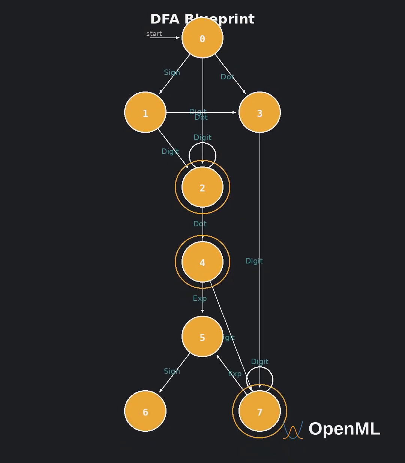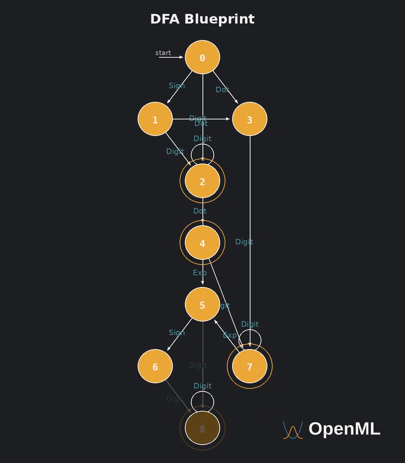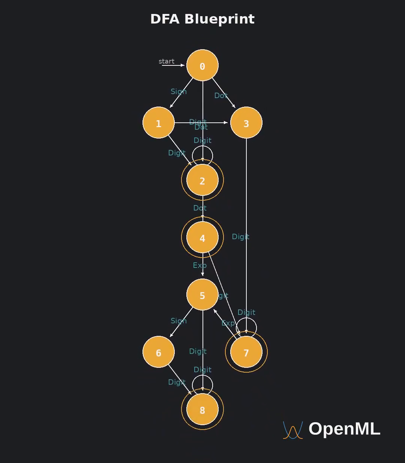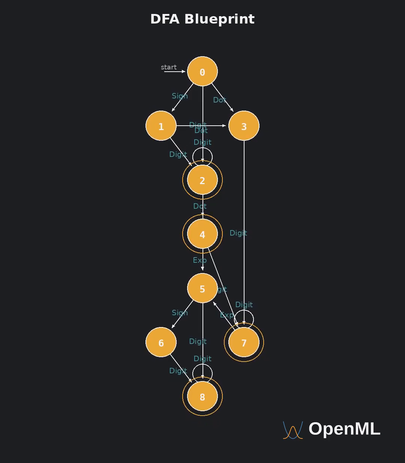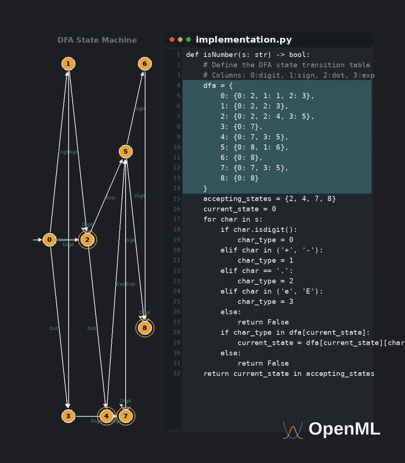Every single arrow represents an absolute rule. If a character arrives that doesn't have an arrow leaving our current state, the machine instantly rejects the string. No guesswork, no messy branching. The absolute beauty of a DFA is how seamlessly it maps to clean, highly predictable code. We don't write nested logic.